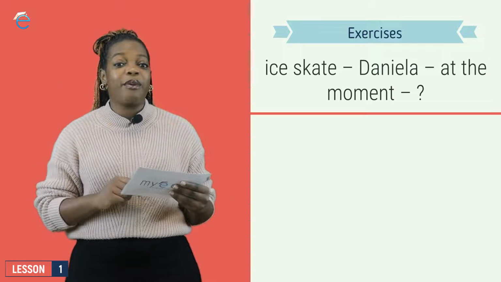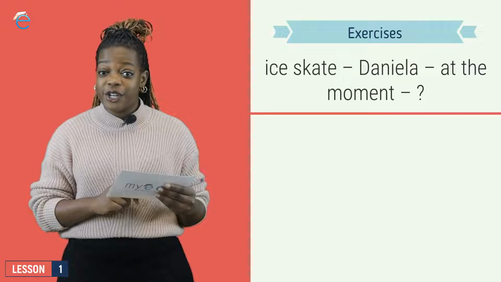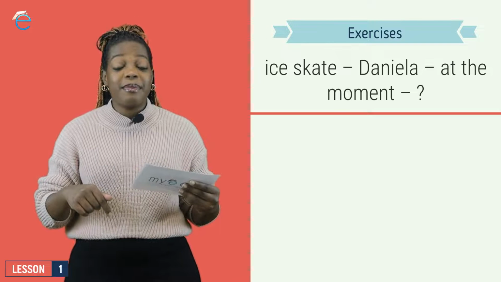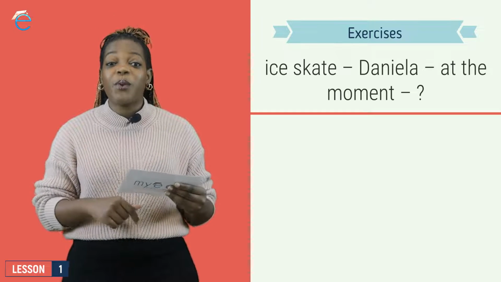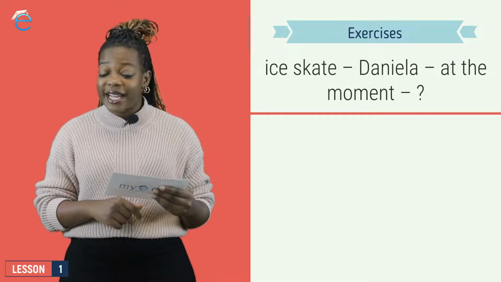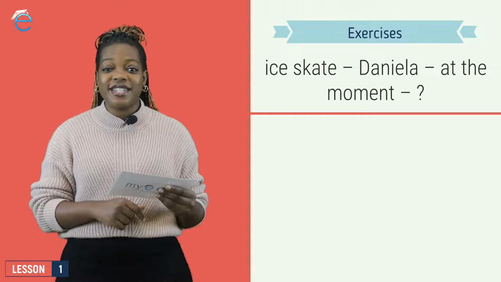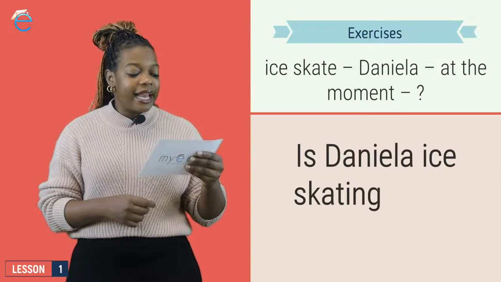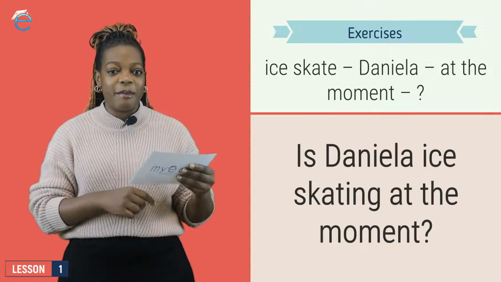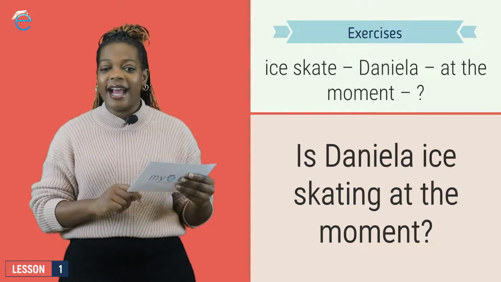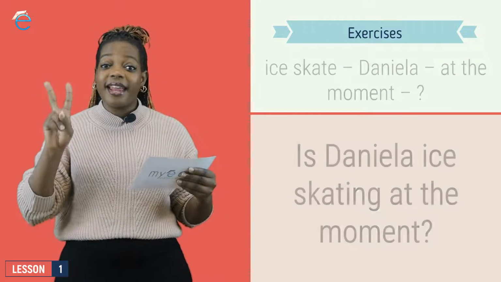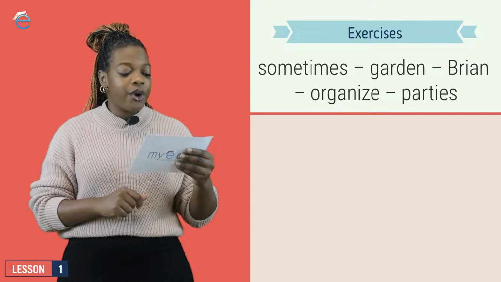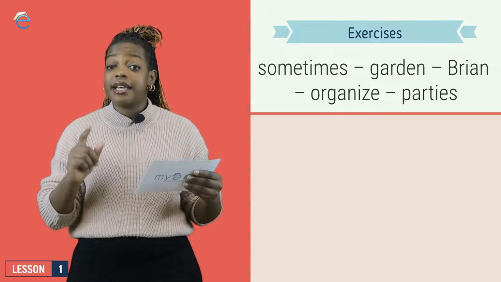At the moment is our first clue. That shows us it's something happening right now. For something happening right now, we use, that's correct, present continuous or progressive tense. Is Daniela ice skating at the moment? Ice skating, ing ending.